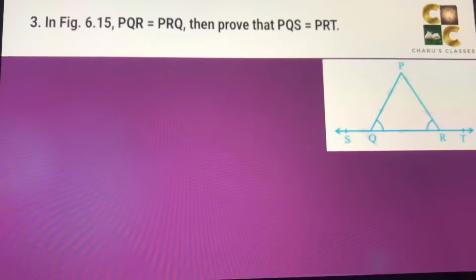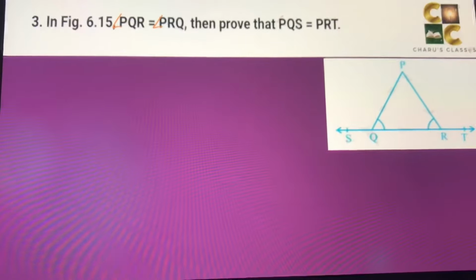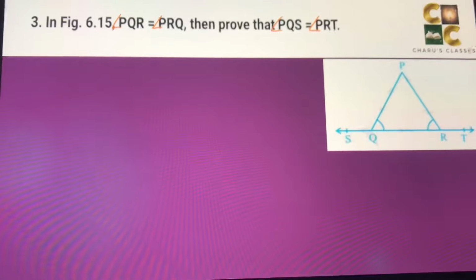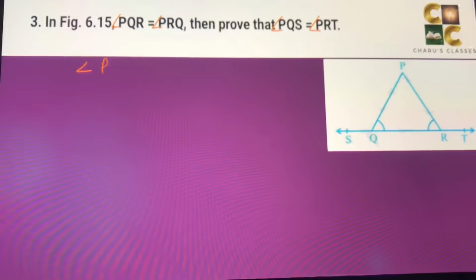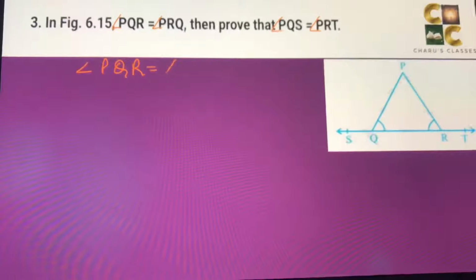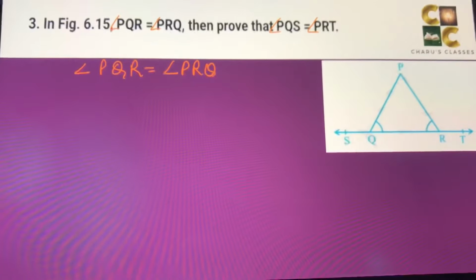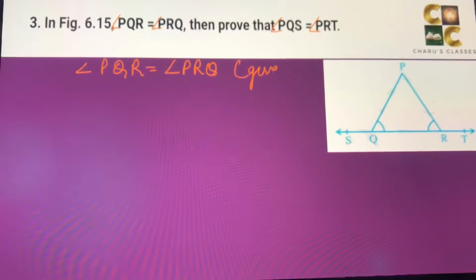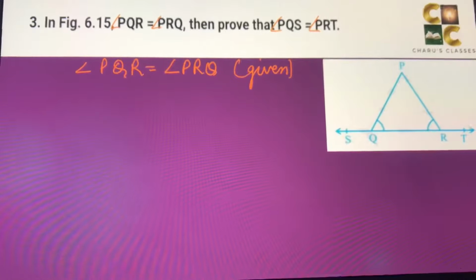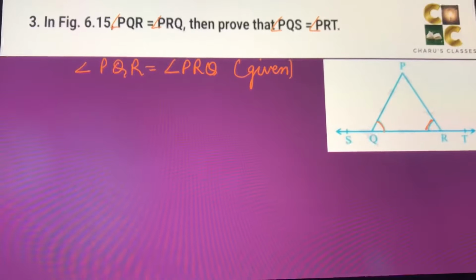Question number 3. In figure 6.15, angle PQR is equal to angle PRQ, then prove that angle PQS is equal to angle PRT. So in this, what is given to us is angle PQR is equal to angle PRQ. This is given to us. This angle and this angle are equal.